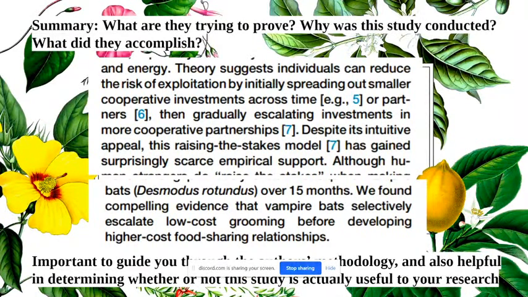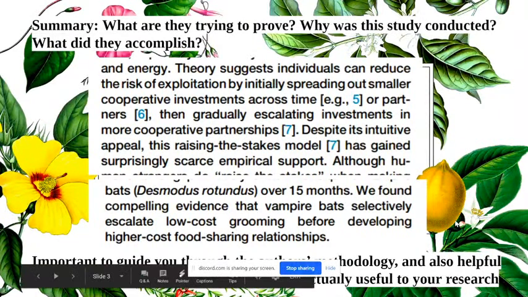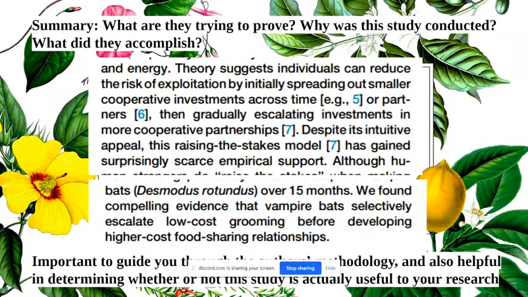So the first thing I look at in an article, and a good place to start, is a summary or an abstract. And here I'm always looking for, what are they trying to prove? Why are they conducting the study? And what did they accomplish in the study? Because usually they have a main conclusion or takeaway from the article there.